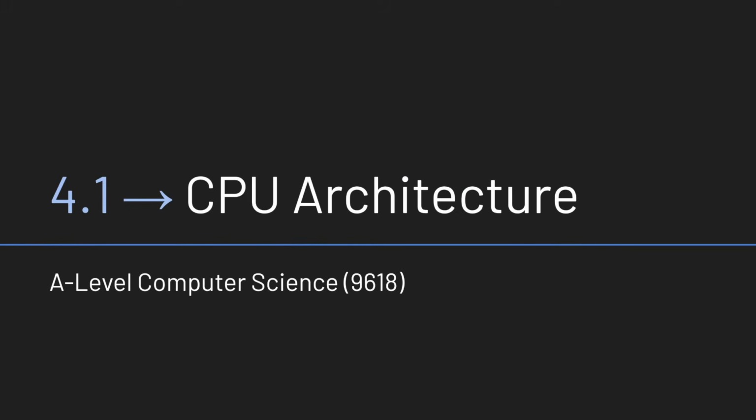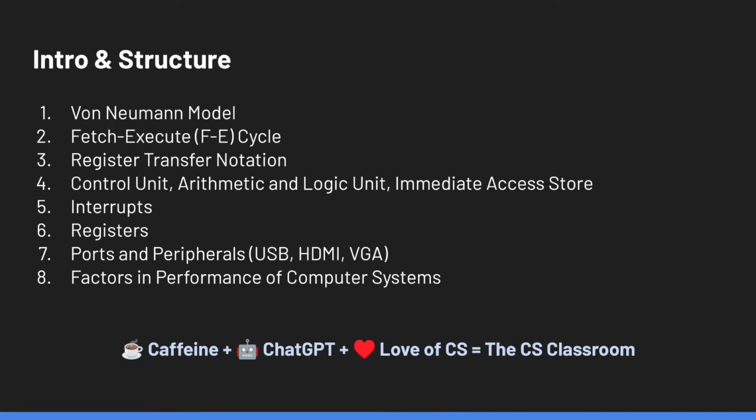of paper 1. We're going to get started with subsection 1 of Unit 4, which is focusing on CPU architecture, with the CPU, or the central processing unit, being the brain of a computer. In this subsection, we're going to start by learning what the von Neumann model is, take a look at the fetch-execute cycle, learn about something called register transfer notation, learn about different types of components that are part of the CPU, registers, interrupts, peripherals, and talk a little bit about the performance of computer systems. Let's get started with this section.